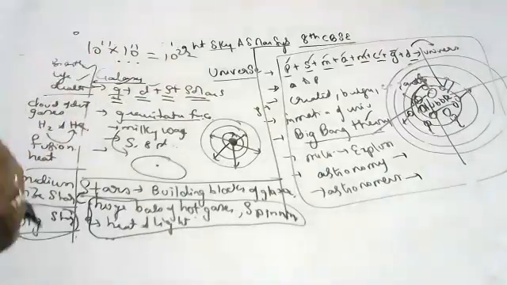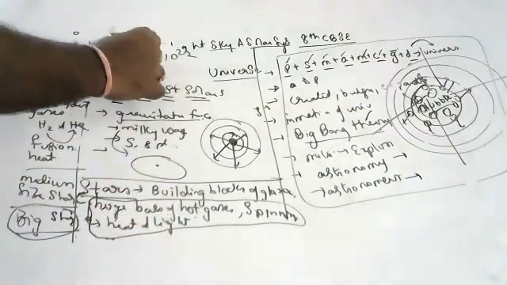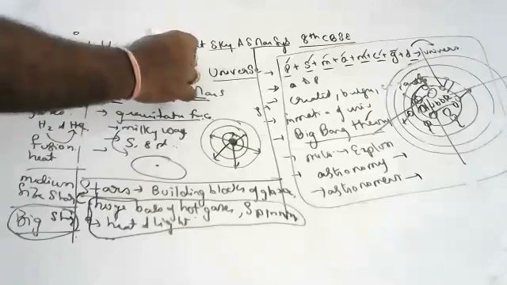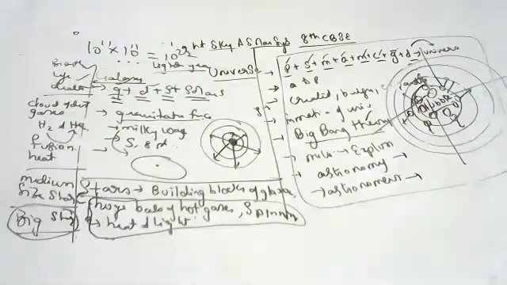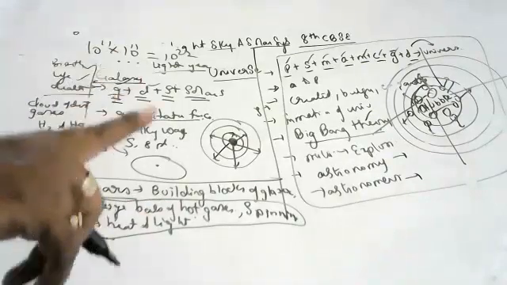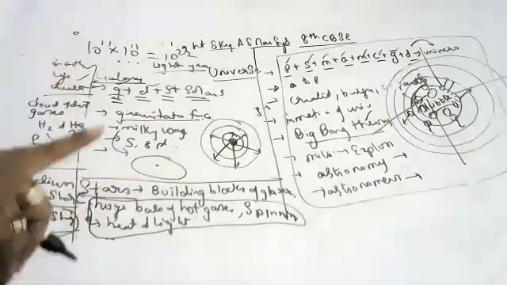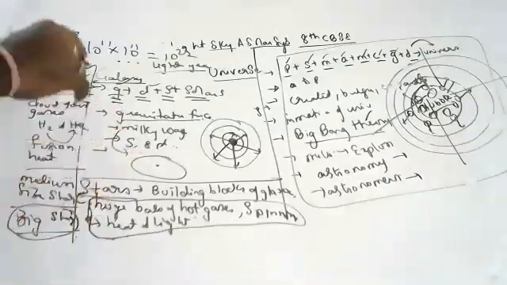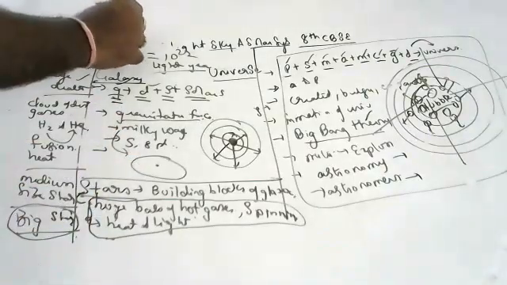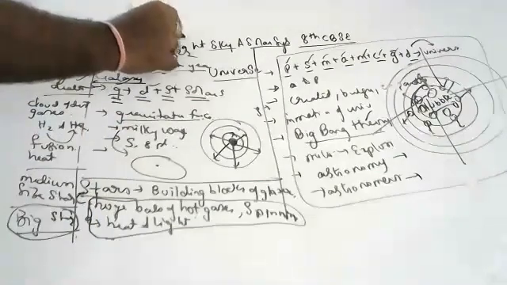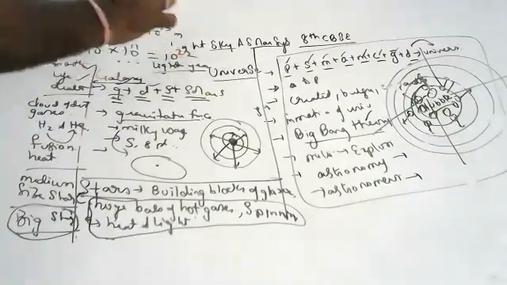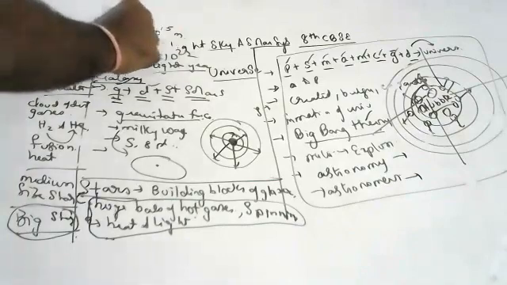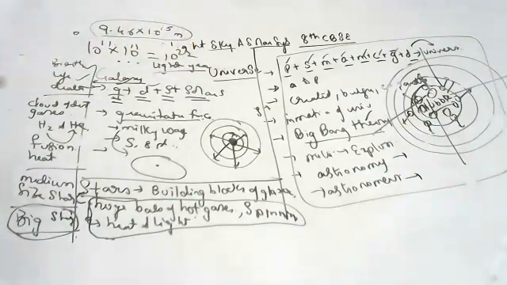How will we calculate the distance? I told you just now, in light years. What is a light year? The distance traveled by light in 1 year. In 1 year, children, light will travel approximately 9.46 into 10 to the power of 15 meters. That is 1 light year, children.